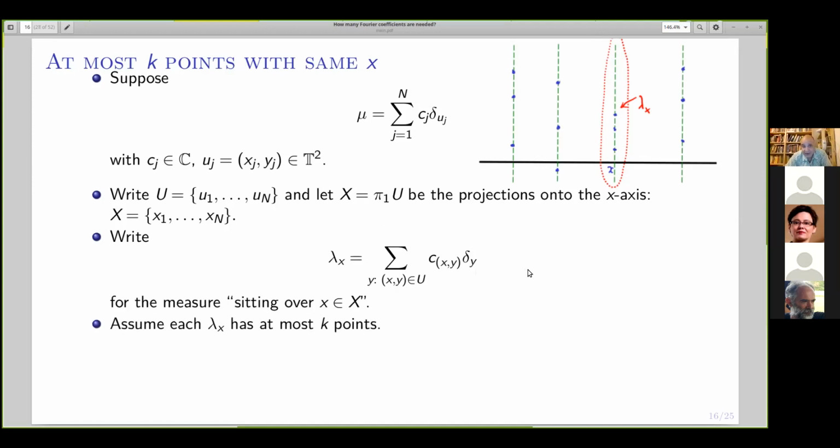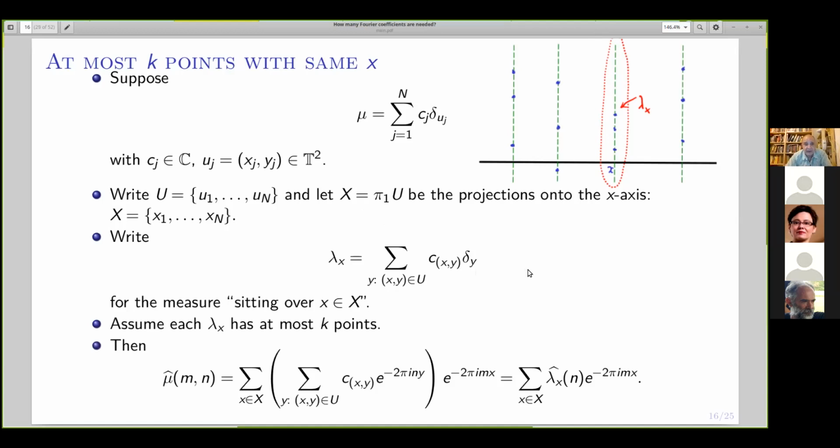So we're assuming that lambda_x has at most k points. For exactly k points, it doesn't make much difference. And then we evaluate the Fourier coefficients of mu at a general point, and we observe that we can, in fact, write a sum over x's as a one-dimensional sum. It would look like the Fourier transform of a one-dimensional measure, where the coefficients are the lambda_x hat of n. It's just an observation here. Okay.